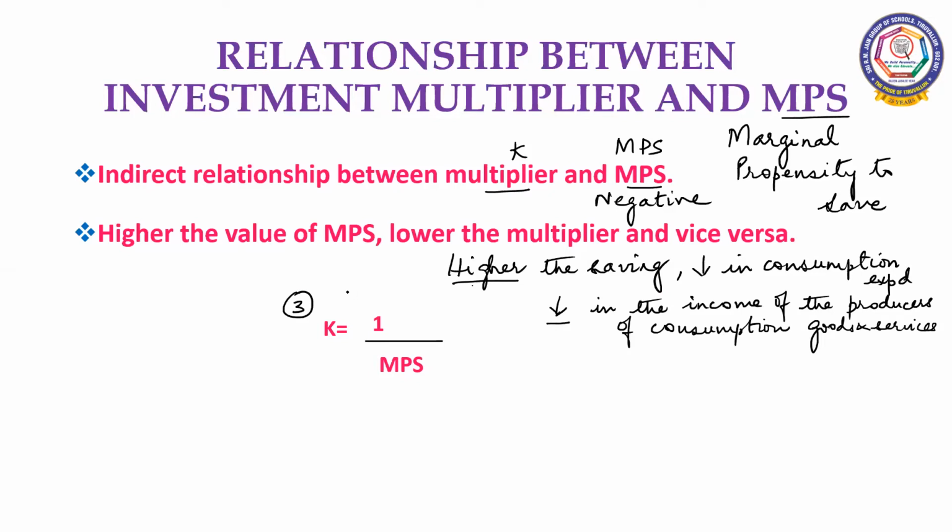Now using this formula, let us prove that there's a negative relationship. Now let us assume MPS is equal to 0.2. Now let us calculate multiplier. K is equal to 1 by 0.2.